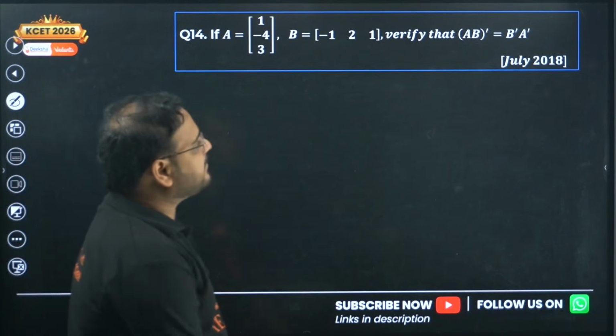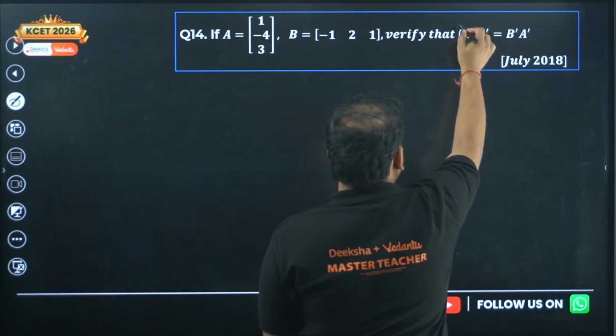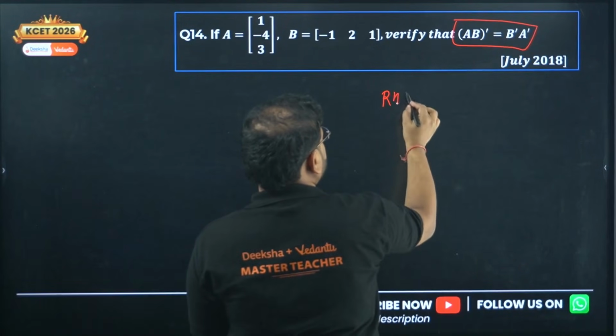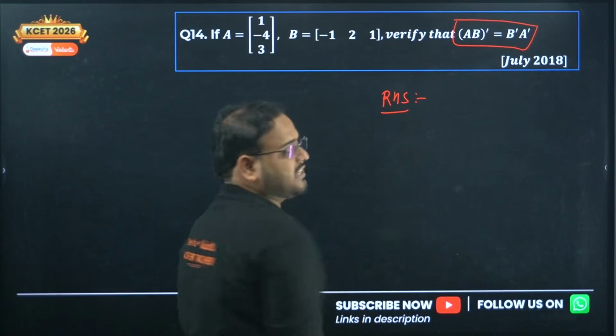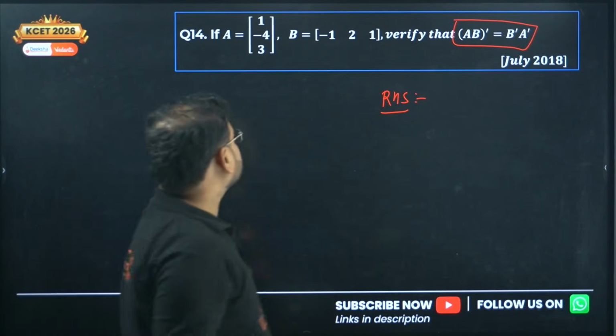A is given, B is given, we have to verify this. So the transpose of the product AB is the same as B transpose A transpose. This is a property of transpose, right? AB transpose is B transpose A transpose. We'll start with the RHS.